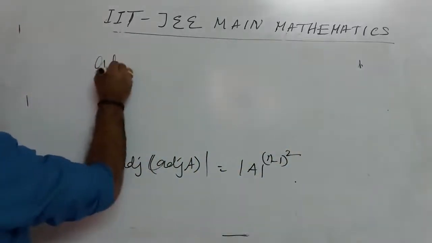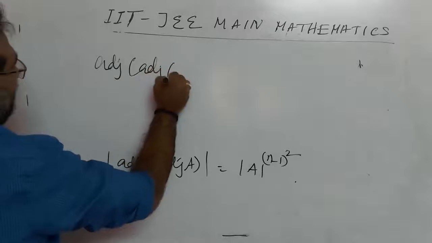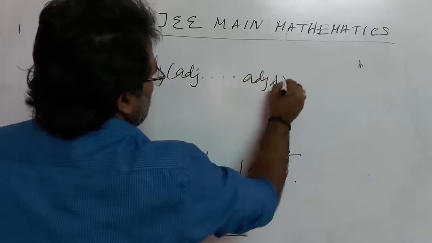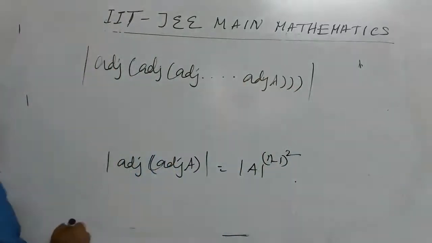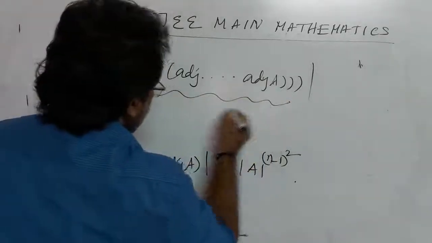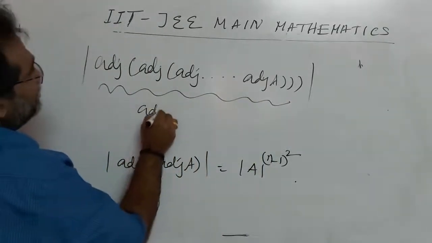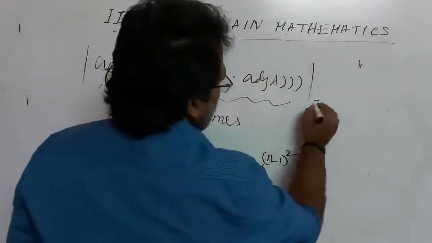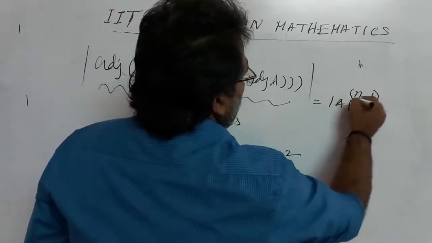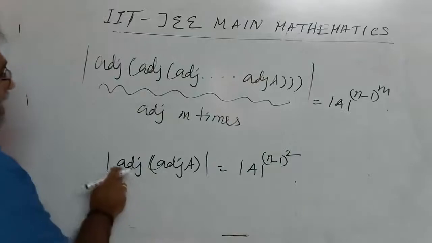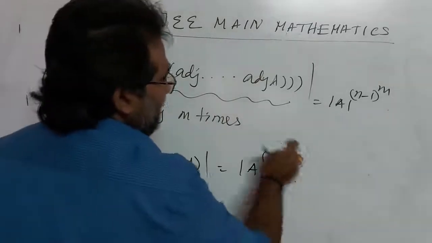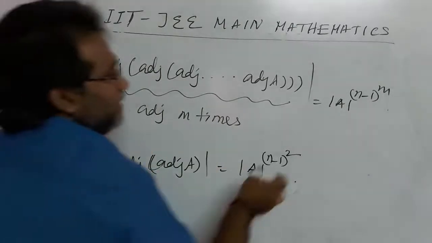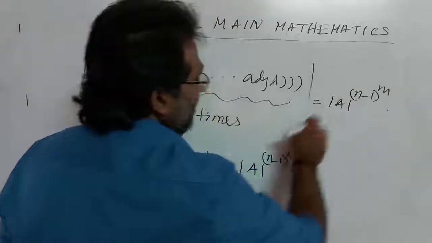Suppose adjoint exists m times, determinant A whole power n minus 1 the whole power m. Here adjoint exists 2 times, determinant A whole power n minus 1 whole square. Suppose it's repeated m times, the formula is determinant A whole power n minus 1 whole power m.